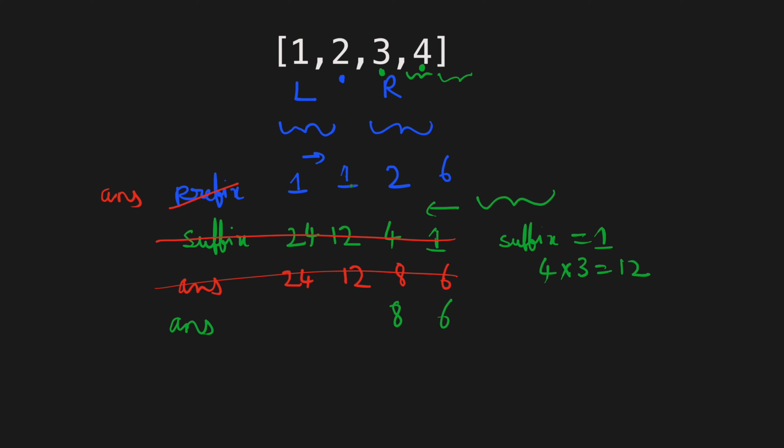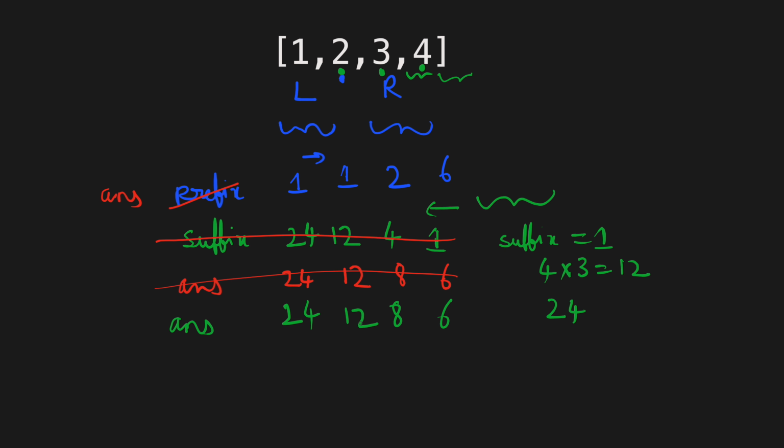Similarly, for index 1, we will multiply the prefix at index 1 into current suffix, which will be 1 into 12 equal to 12. Now we will update the suffix by multiplying the element at index 1, which is 2. So our suffix will become 12 into 2 equal to 24. Now for index 0, our answer will be prefix at index 0 into current suffix, which will be 1 into 24 equal to 24. So our answer will be 24, 12, 8 and 6.